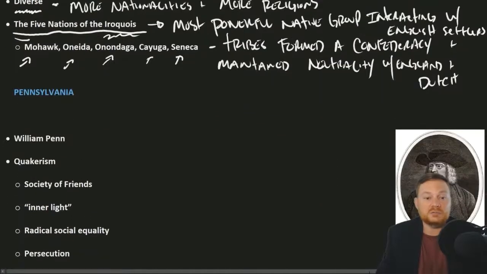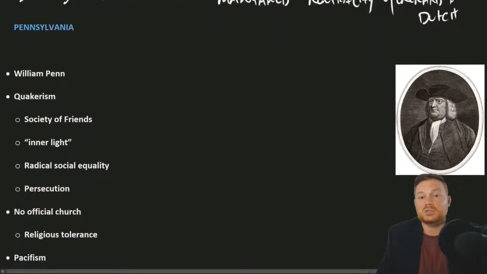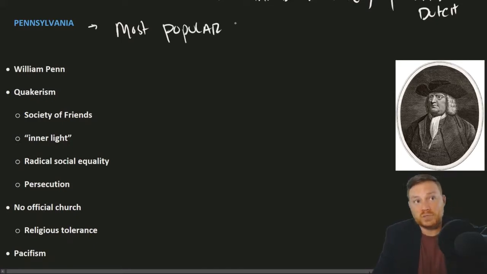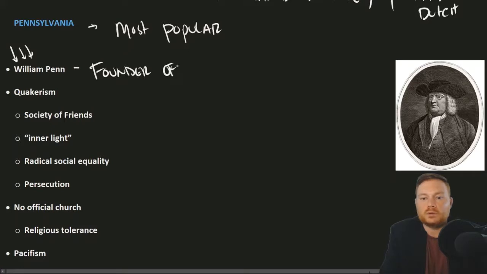Lastly, we're going to talk about Pennsylvania, because Pennsylvania in some ways is the most unique colony. It ends up being, in the long run, the most popular of all the colonies. Whereas New York and Carolina were given to loyal supporters of Charles II, Pennsylvania was given to William Penn, whose father the king had owed money. And so as a way to pay off the debt to William Penn's father, Charles II gave William Penn the colony of Pennsylvania. So William Penn, we'll call him the founder of Pennsylvania.